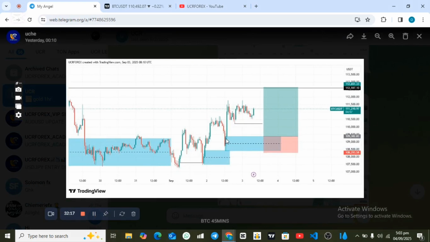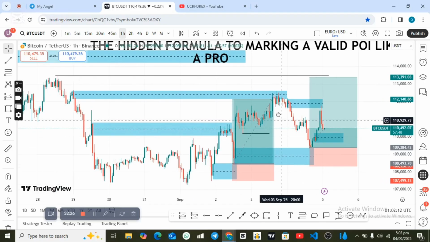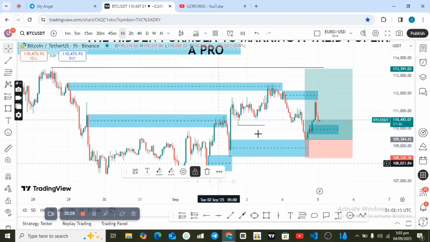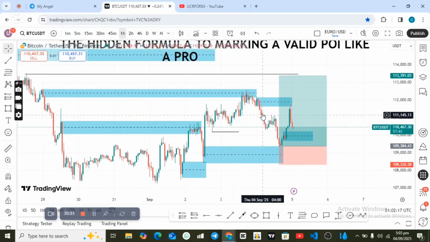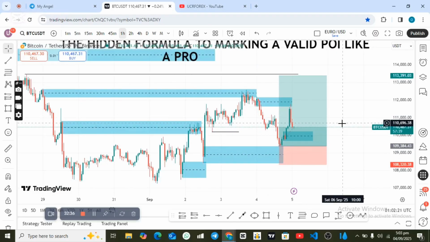As you can see, it is an unmitigated zone. It has a fair value gap. It has an inducement level. Now let's go to the chart. Look at that setup here. Let me delete this one; this one has already played out. Look at the setup here. And when price tapped into the zone, it bought massively, and this setup gave 1:2.